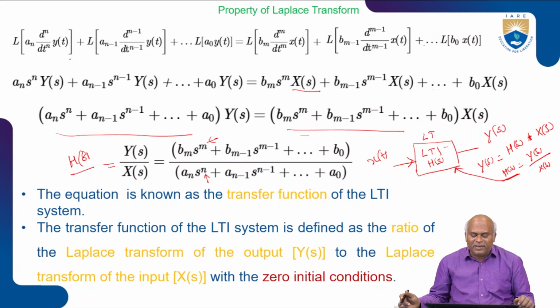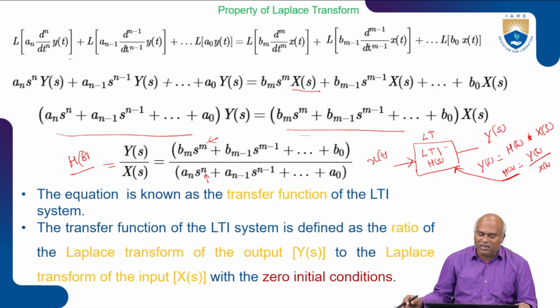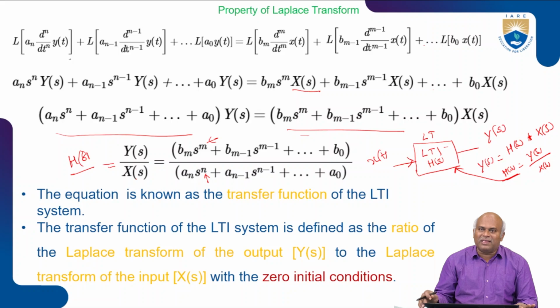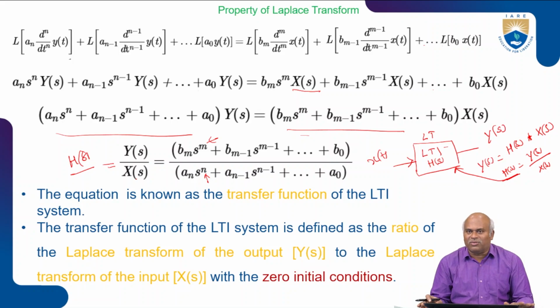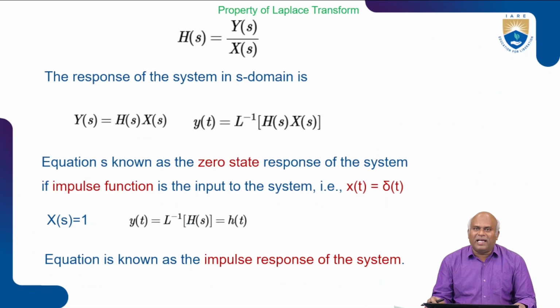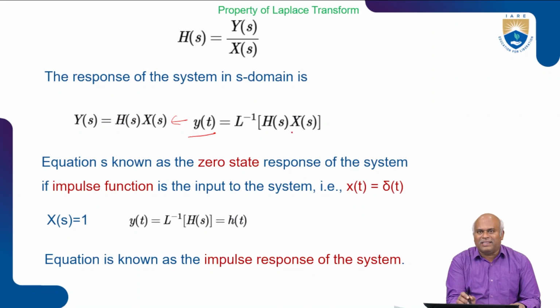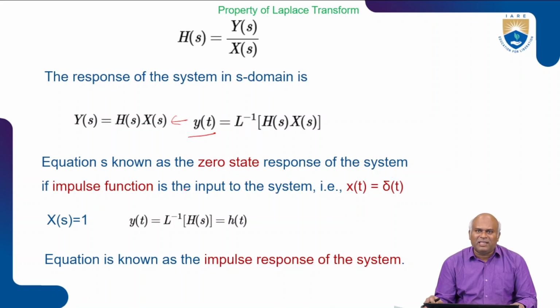Okay. The transfer function of an LTI system is defined as the ratio of the Laplace transform of the output signal Y of s to the Laplace transform of the input signal, with initial conditions zero. I write H of s equal to Y of s divided by X of s. The response of the system in the s domain is Y of s equal to H of s times X of s. We take the inverse Laplace transform of this equation and we get y of t, equal to the inverse Laplace transform of H of s times X of s. This equation is known as the zero state response of the system.